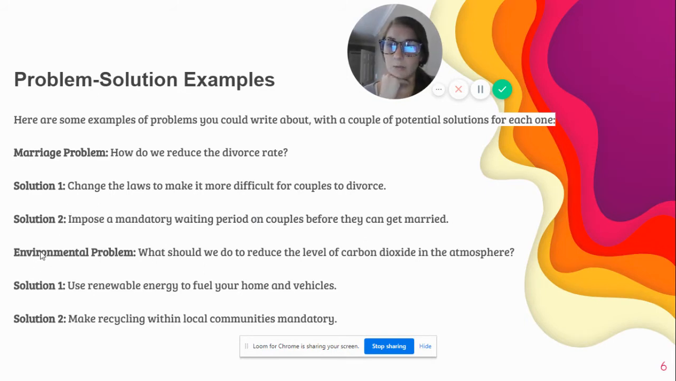And then the second one is environmental problem. What should we do to reduce the level of carbon dioxide in the atmosphere? You could outline in your speech as climate change is drastically affecting our environment.